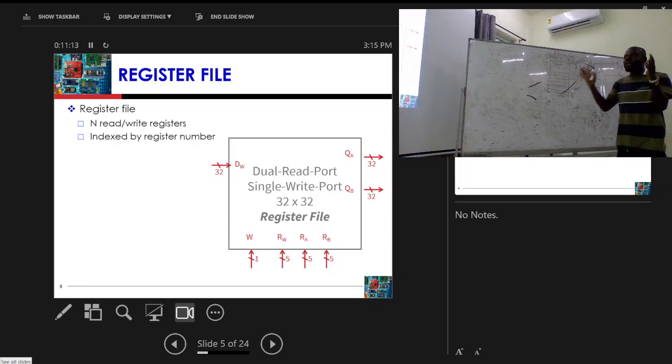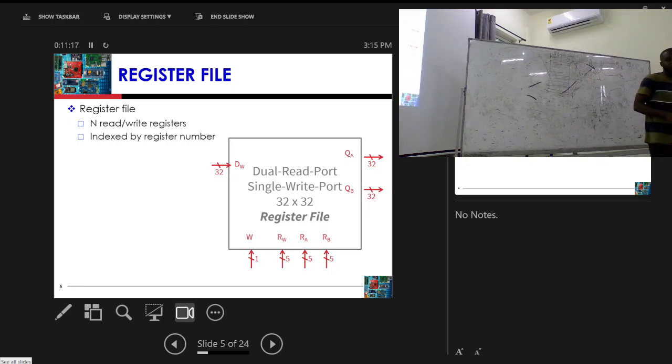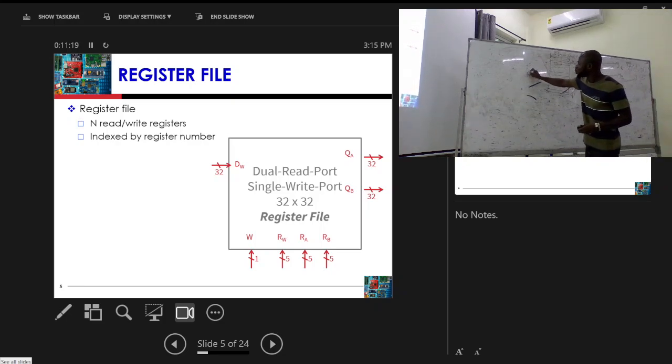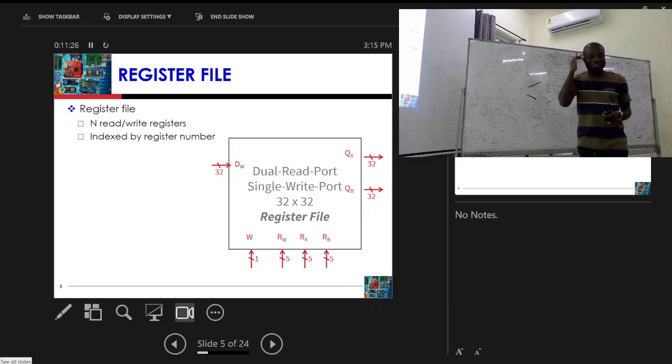I have 32 locations. I want to address them. How many bits do I need? 5. Right? 2 to the power 5 is what? What is 2 to the power 5? Common sense.